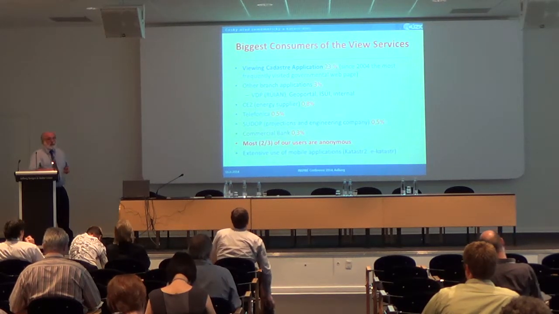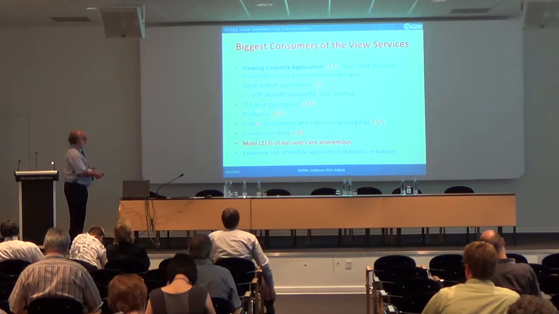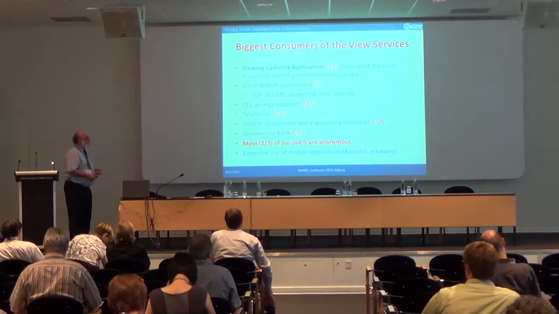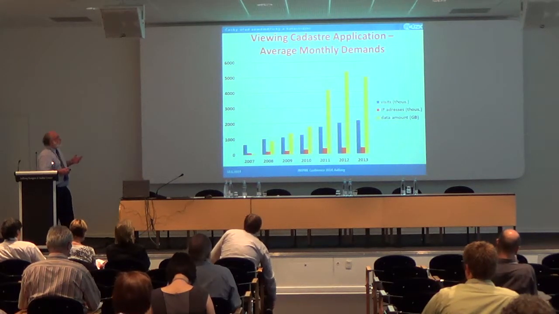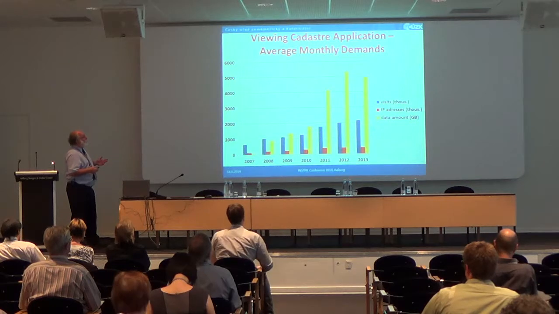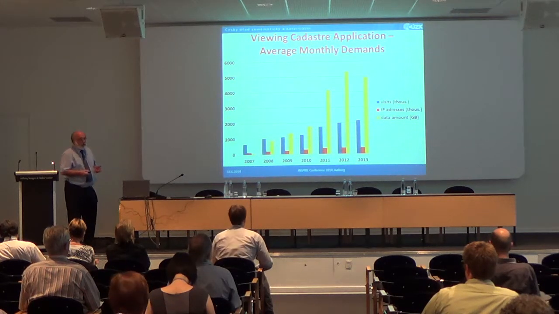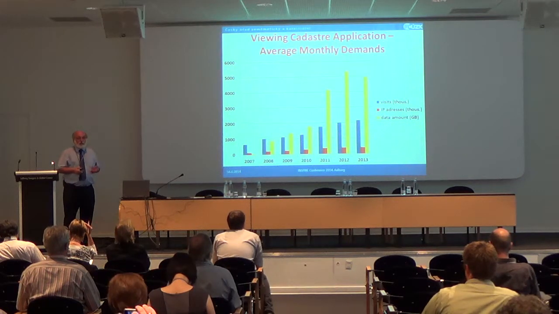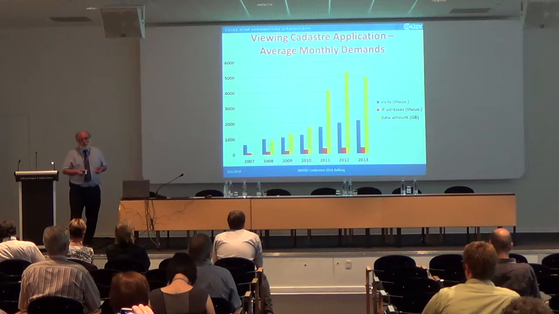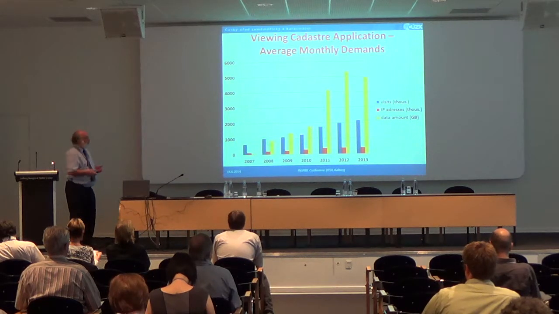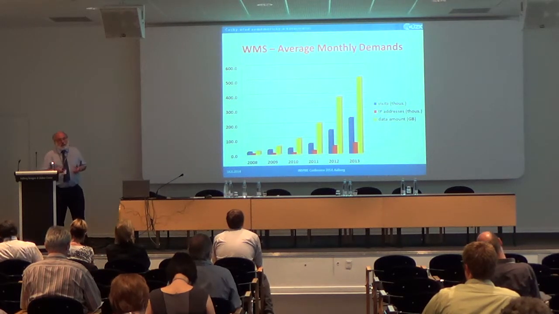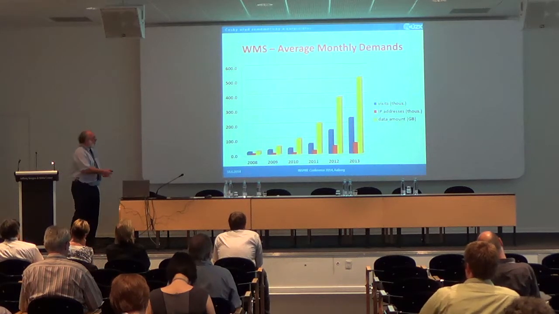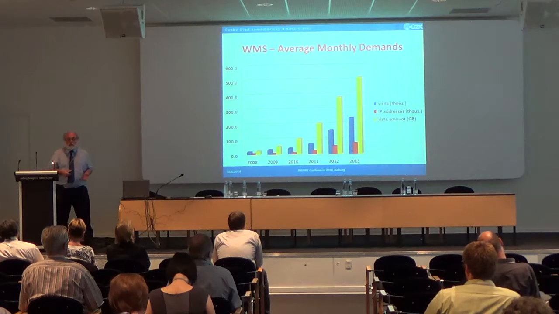Other external big users like utilities, banks, projection and engineering companies do not cross 1% of usage. Some statistics: this is the average monthly demands for the viewing cadastre application. Now we can monitor approximately 2.5 million visits monthly with more than 400,000 unique IP addresses and approximately 5 terabytes of data downloaded. The linked WMS are approximately 10 times less, but as you can see, the demands are still growing extremely.